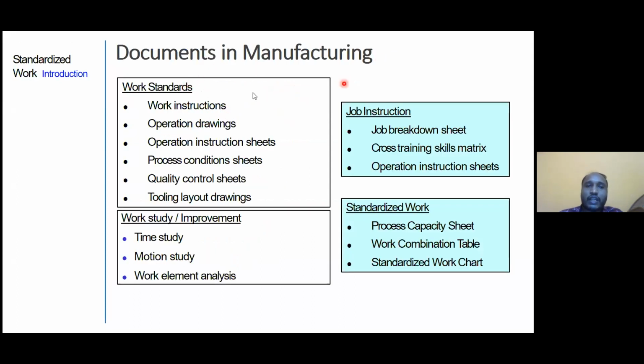Documents in manufacturing, so work standards. What are the documents to be there in manufacturing? Work standards include the work instruction, operational drawing, operation instruction sheet, process condition sheet, quality control and tooling layout drawing. Then work study improvement: time study, motion study, work element analysis. This is basically the line balancing. And job instruction: job breakdown sheet, skill matrix, operation instruction sheet. Then standardized work: process capability, work combination table, standardized work chart. These are the minimum level of documentation that should be there in manufacturing standardization.